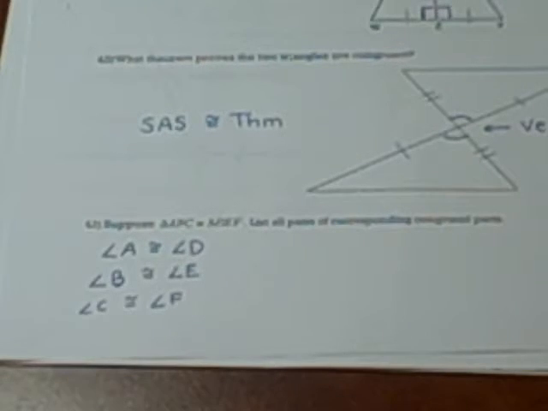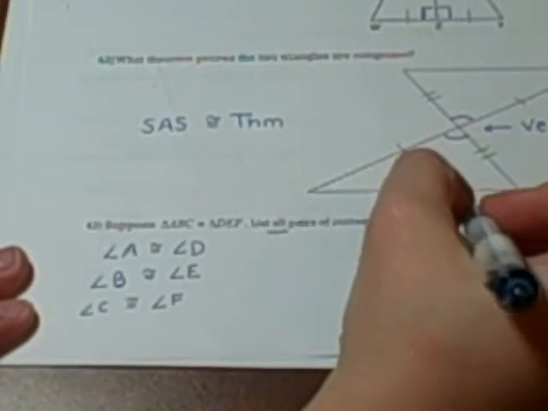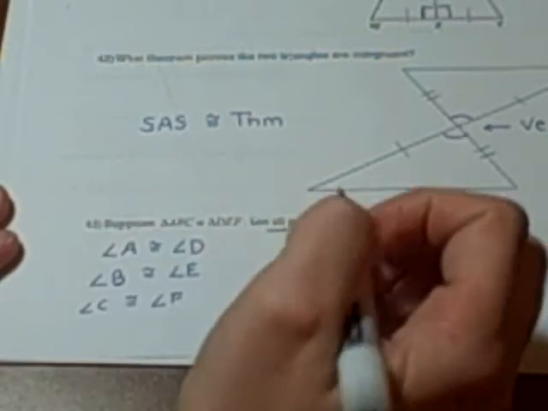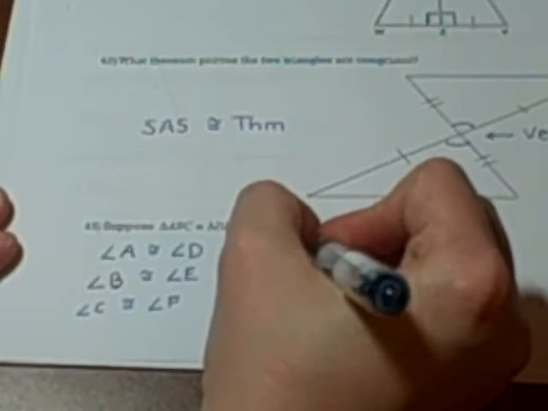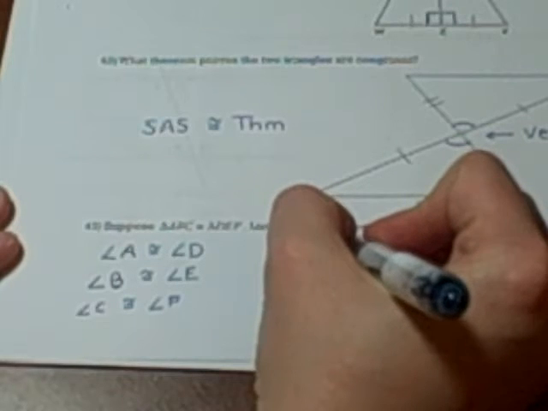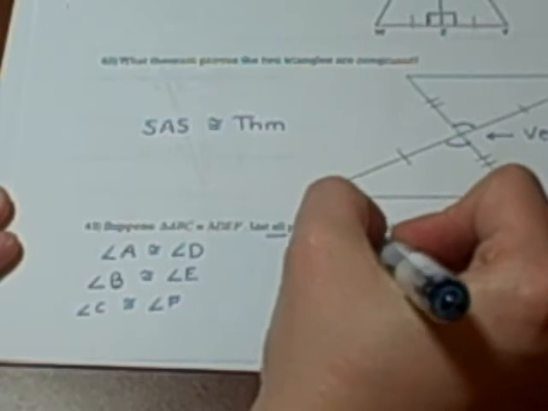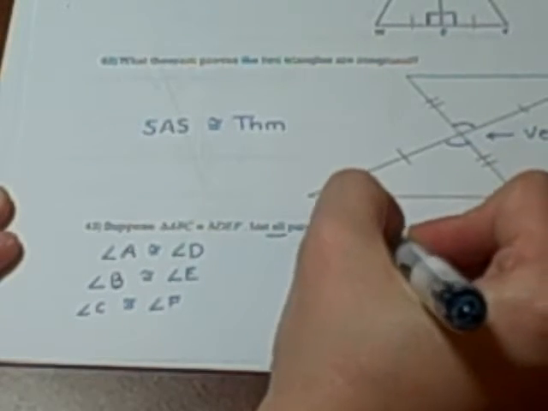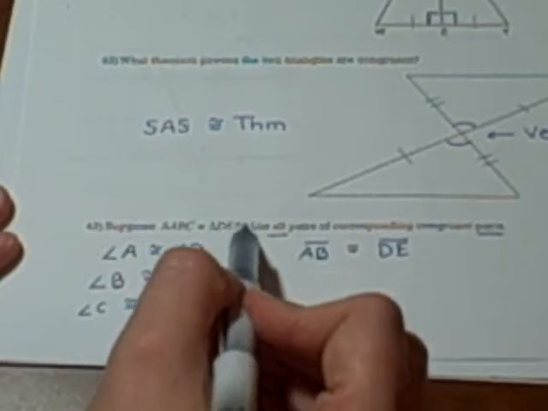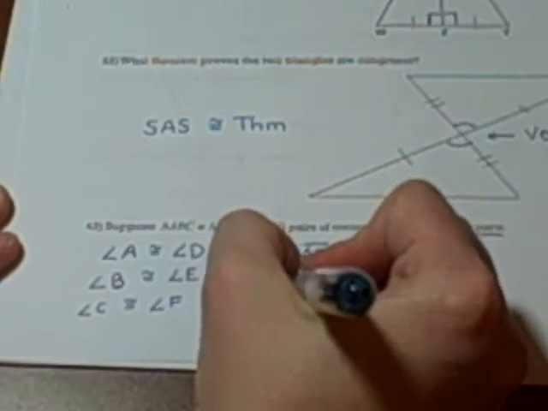We still have to do the segments because this wants all parts. Okay? Remember, segments we name with 2 letters. So I'm going to start with segment AB, and that would be congruent to DE in the other triangle. Again, you're still just picking the letters that are in the same positions. There's A, B, and D, E. Now I'm going to do B, C, and E, F.